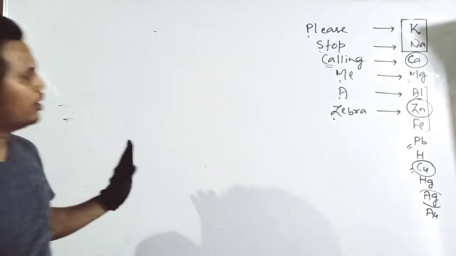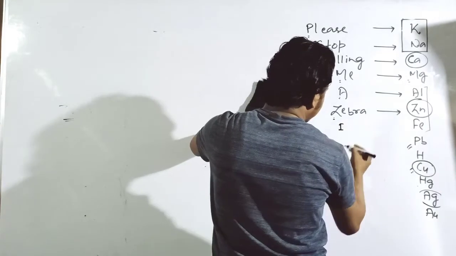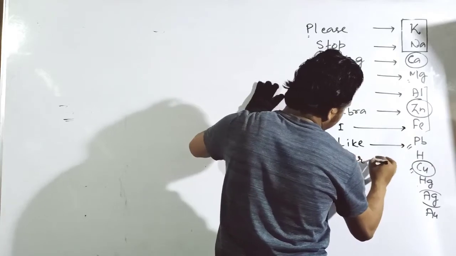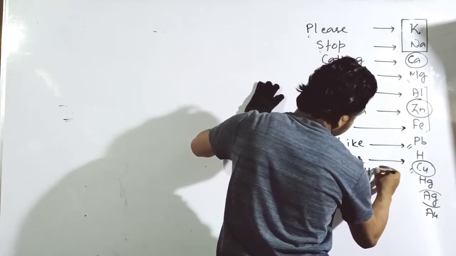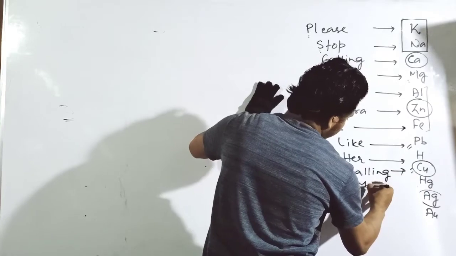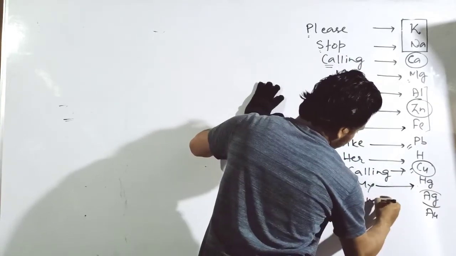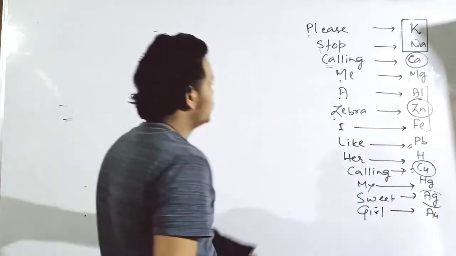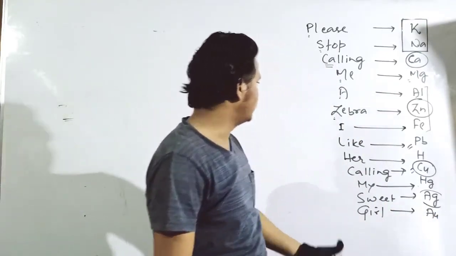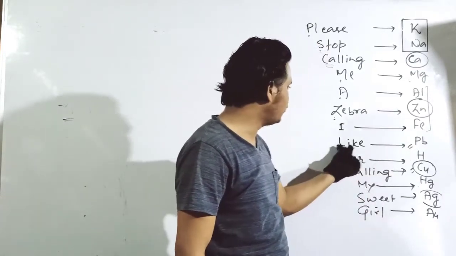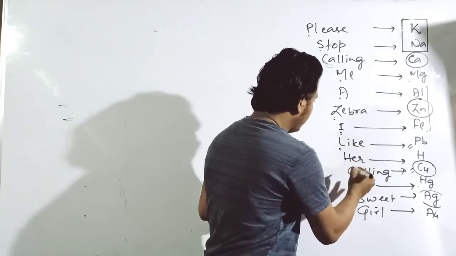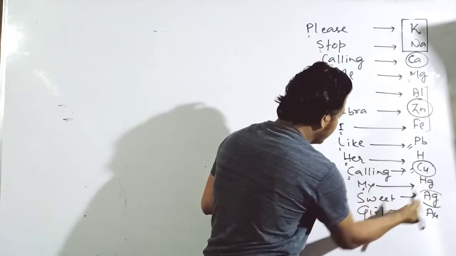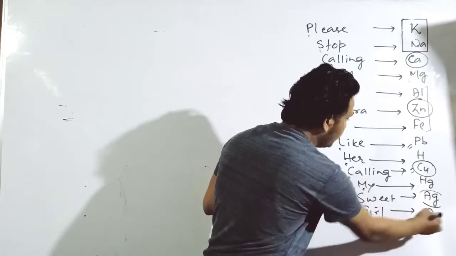Then: I like her calling my sweet girl. So I for iron, L for lead, then H for hydrogen, C for copper, M for mercury, S for silver, G for gold.